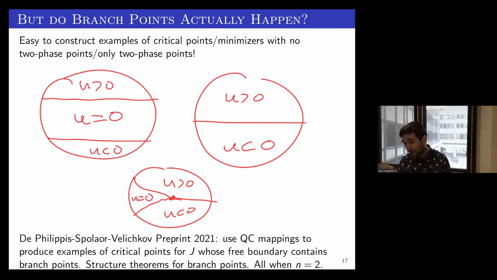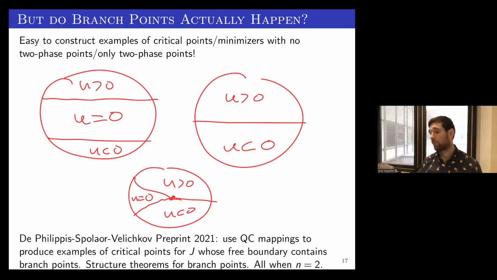There was a very nice recent preprint of Guido, Luca, and Bojo, where they use quasi-conformal mappings to produce critical points, things that satisfy the Euler-Lagrange equations, whose free boundary contains these branch points. And they prove some structure theorems for these branch points, but this uses the theory of quasi-conformal mapping, so it's only good for n equals 2. And these are critical points, not necessarily minimizers.